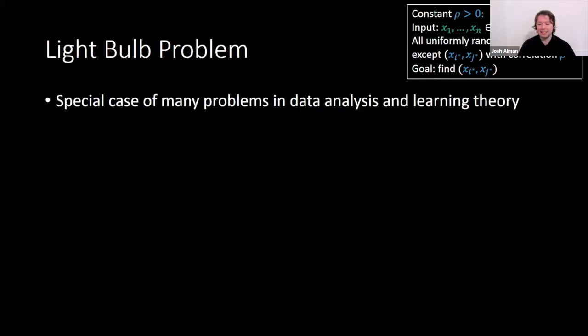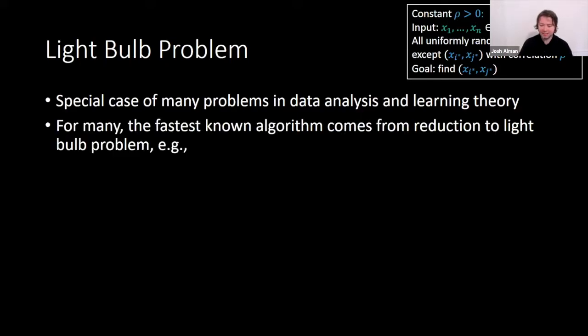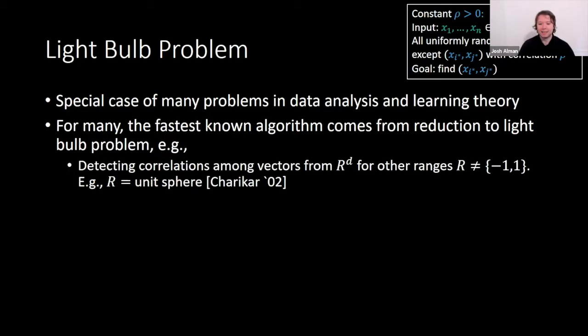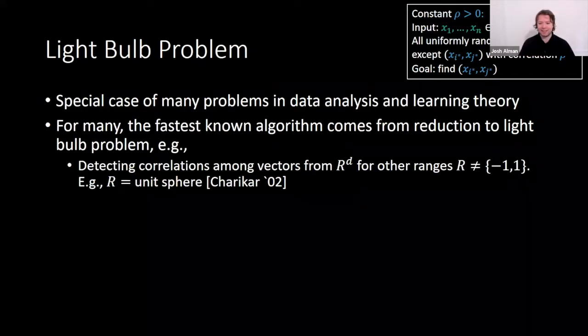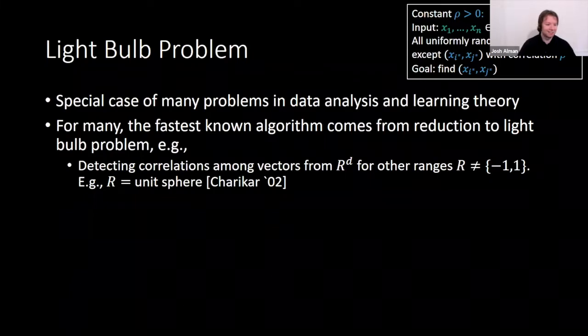And one thing that's interesting is that for a lot of these more general problems that the light bulb problem is a special case of, the fastest known algorithm comes from reducing back to the light bulb problem. To give a couple examples, maybe you want to find correlations among vectors from some other range than just -1, 1 vectors, like vectors of real numbers or points on the unit sphere. In general, if your space has a so-called locality-sensitive hash function that I'll talk about later, you can reduce that problem to this -1, 1 case and get basically the same running time.